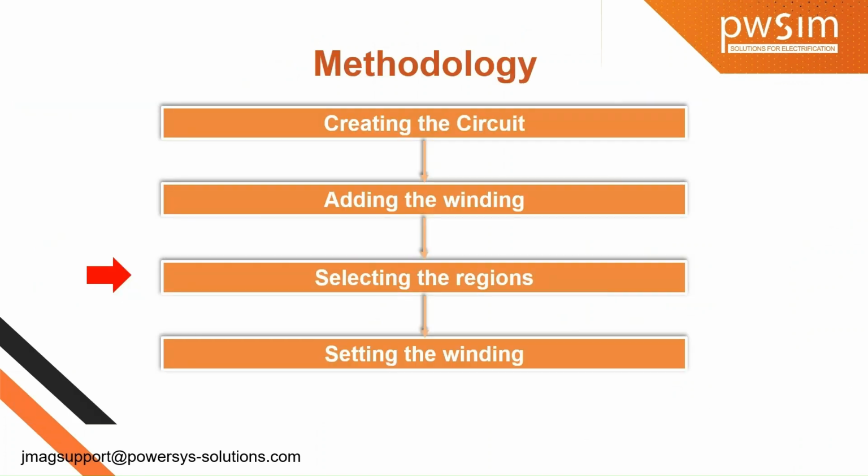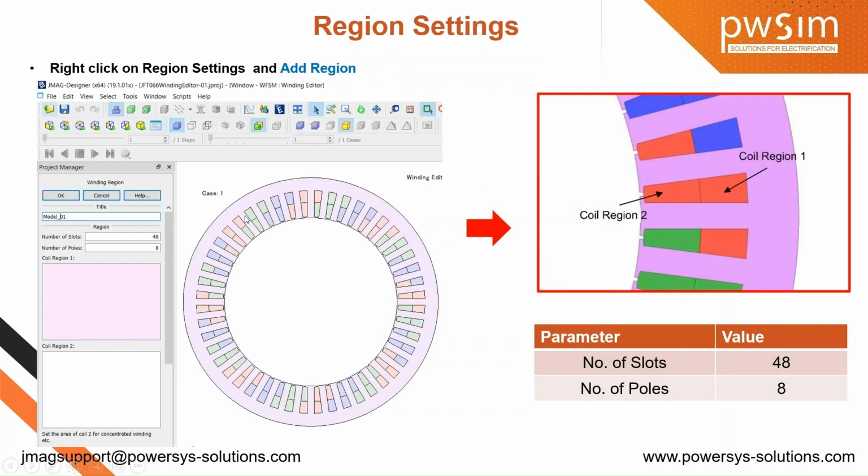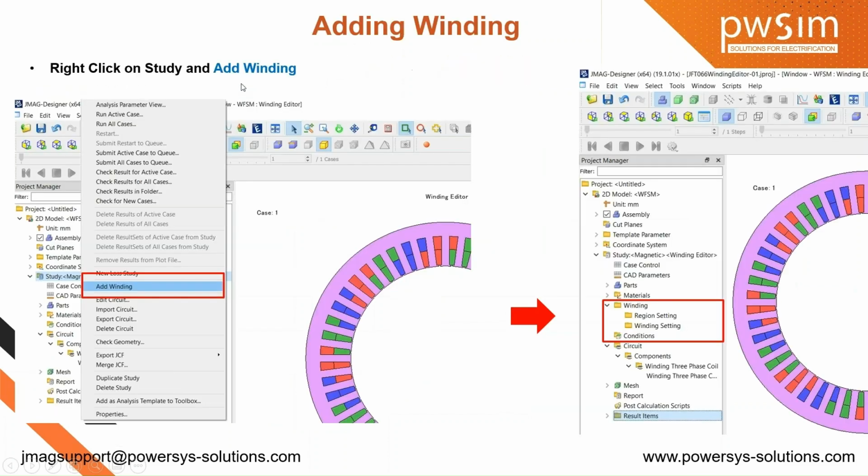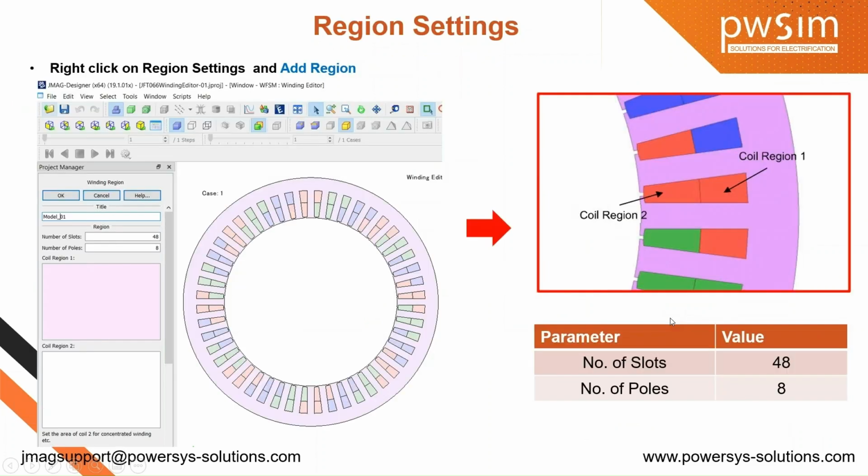So we are going to the third section, and that is the selecting regions option. Here this is how it will look. Region settings is nothing but just right clicking on the region here. It will open a window to add a new region. Once the new region is added, you can see the parameters which can be inputted in the project manager window, the model window.